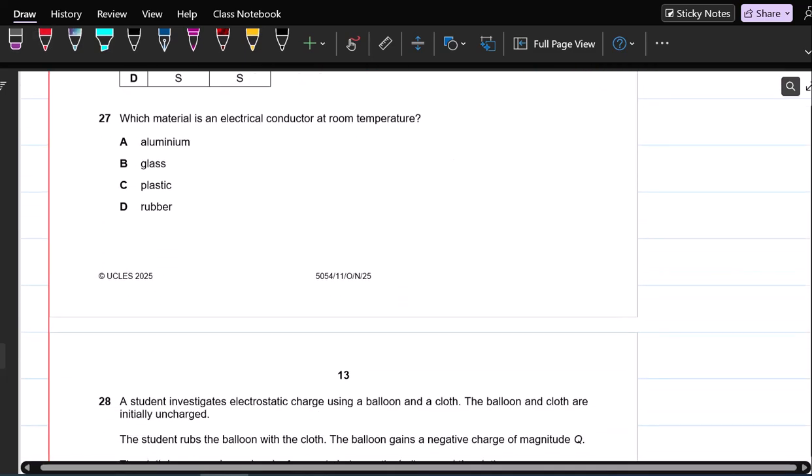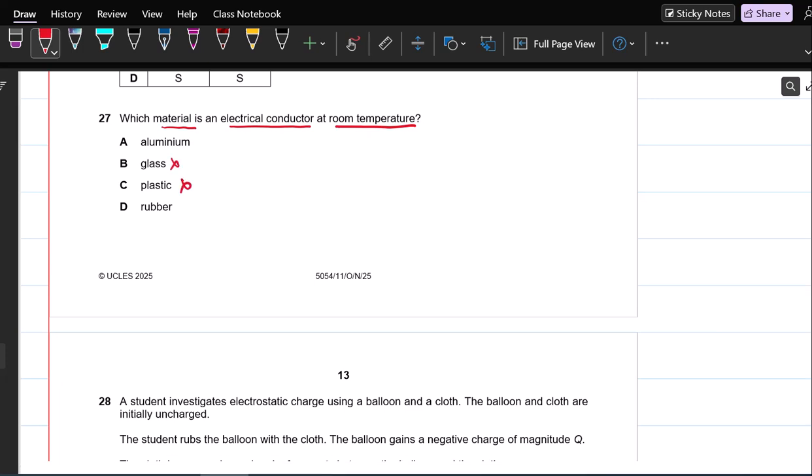Moving to question 27. Which material is an electrical conductor at room temperature? Glass is not possible, plastic not possible, rubber is not. These are insulator. So aluminium is electrical conductor.